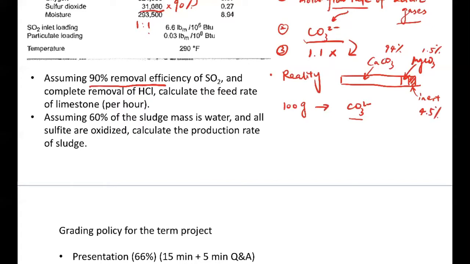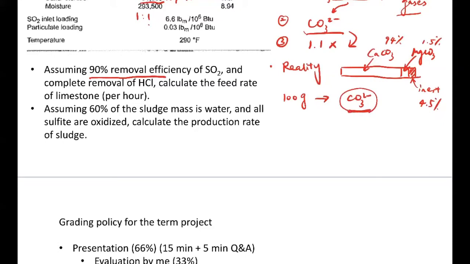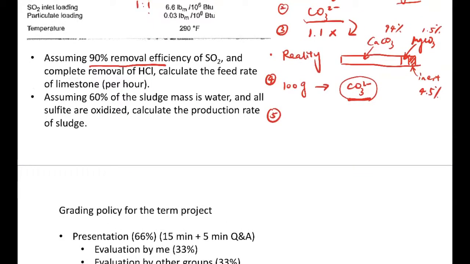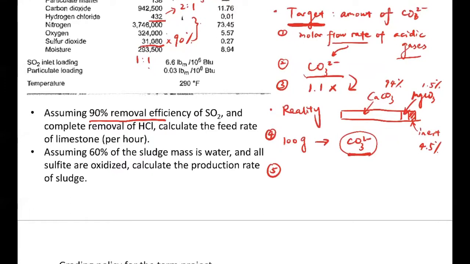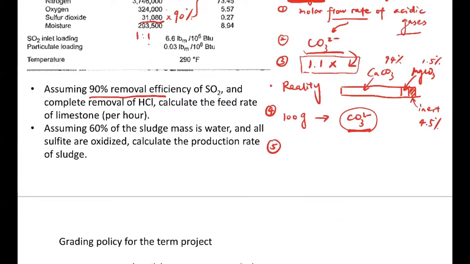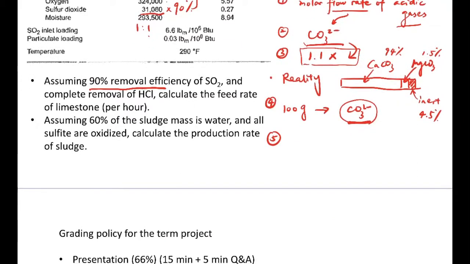So if we have the mass of all of these species, we can convert that into the moles of the carbonate ions, right? So this is the reality. This is step four. And then step five is to match the target with the reality. So just by dividing this required amount of carbonate ions by the actual carbonate ions that can be provided within this 100 grams of the limestone, okay?